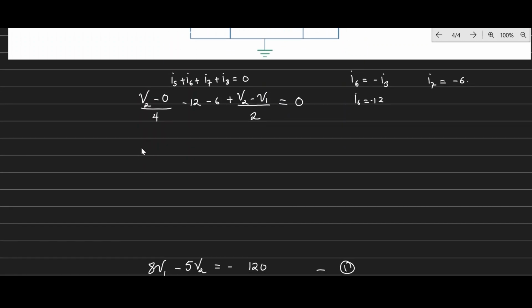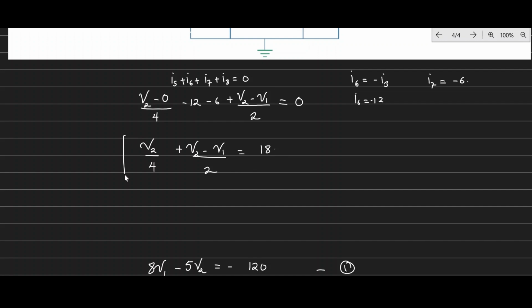Okay, so let us simplify this further. This is V2 over 4 plus V2 minus V1 over 2. Negative 12 minus 6, that is negative 18, right? Oh, this is positive, of course, because of taking it to the other side of the equation. That is positive 18, right?